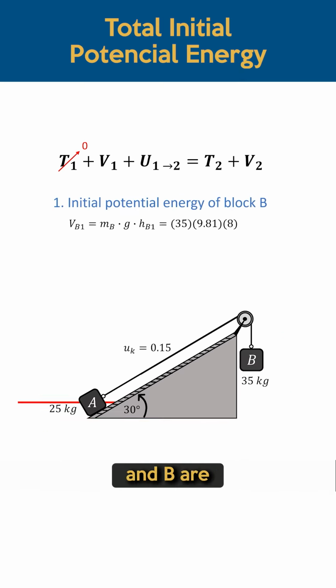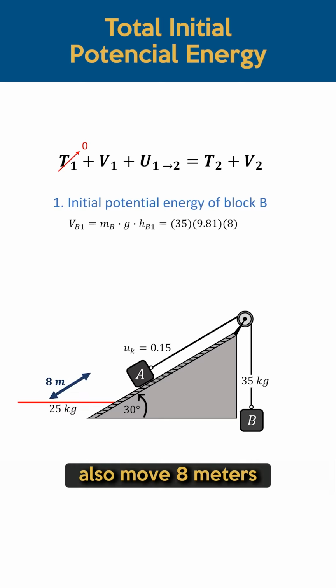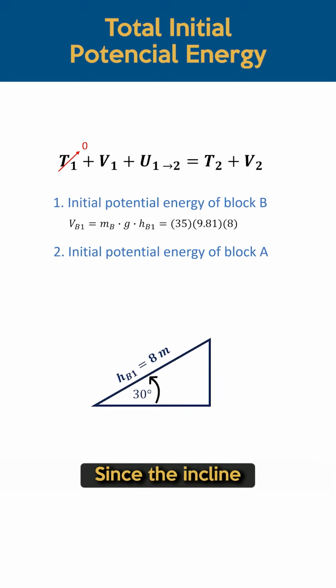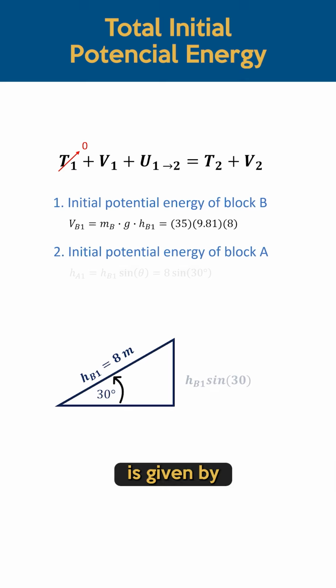Since blocks A and B are connected by a rope, we know that when block B moves 8 meters downward, block A must also move 8 meters, but along the incline. However, for gravitational potential energy, we only care about block A's vertical displacement. And to calculate this, we'll use trigonometry. Since the incline is at an angle of 30 degrees, the vertical height block A moves is given by h = 8 sin θ, or 8 sin 30.